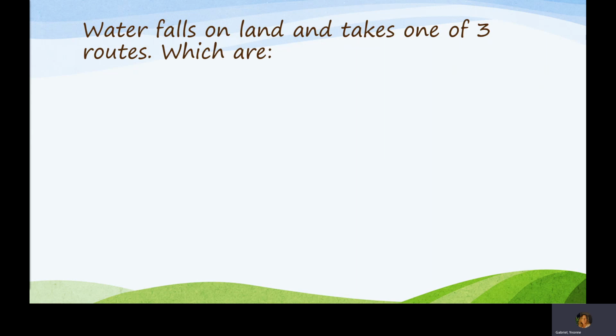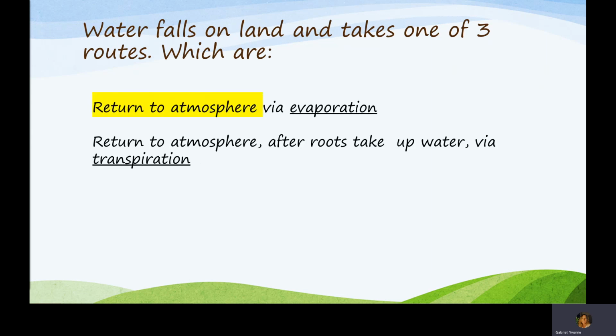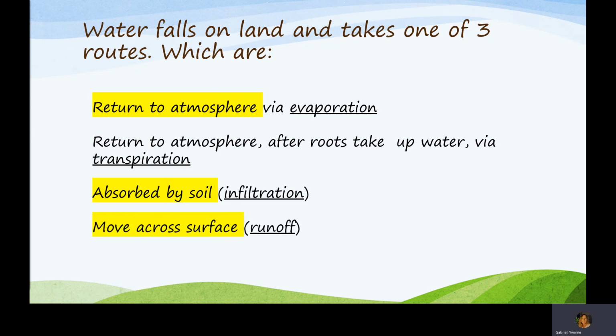Before I show the answers on this slide, I want you to pause, use your notes or your brain, and guess the 3 routes. One is returned to the atmosphere. One is absorbed by soil through infiltration. And one is moving across the surface through runoff.